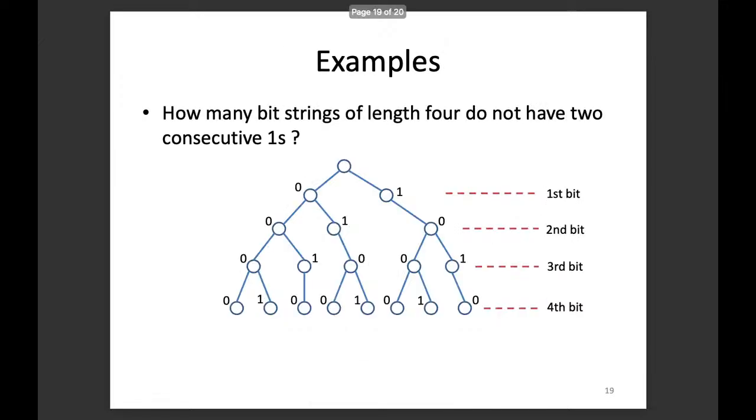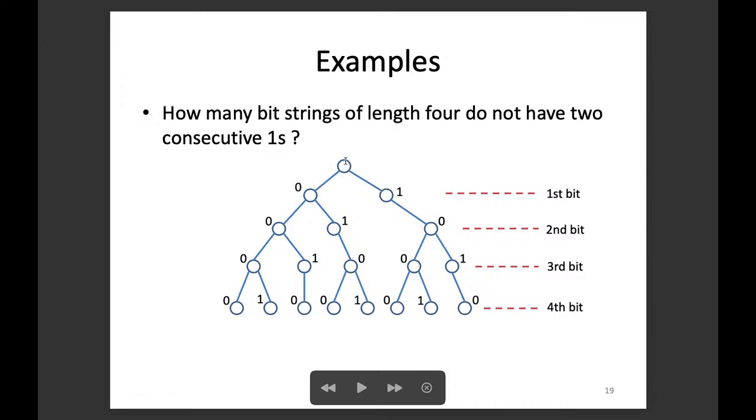So let's see a particular example. We want to find out how many bit strings. Bit strings are words that use 0 and 1 as their components. So a bit string of length 4 could range from 0000 and then 0001 up to the string 1111. And we want to find out how many of them do not have two consecutive ones. What we can do here is list out all the strings one by one cleverly using a tree that determines the bits one by one.